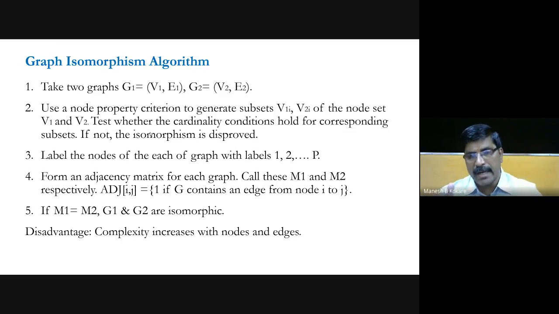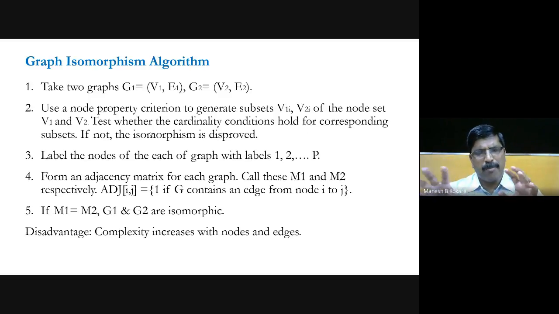So this is the cardinality condition. This first condition must be satisfied to say that two graphs are the same or identical. If this does not hold, then there itself we can say that these two graphs are not similar.